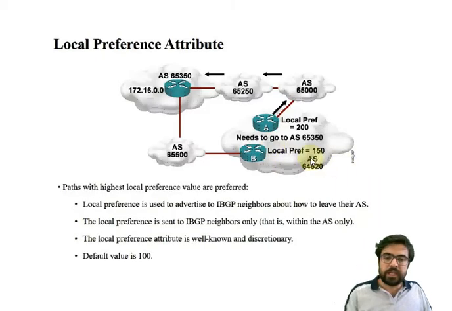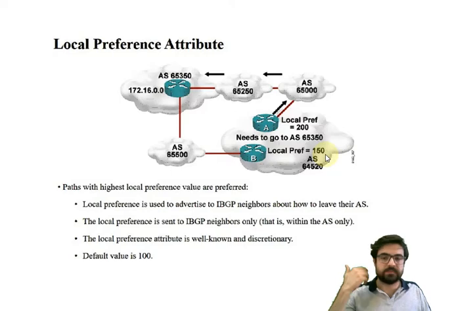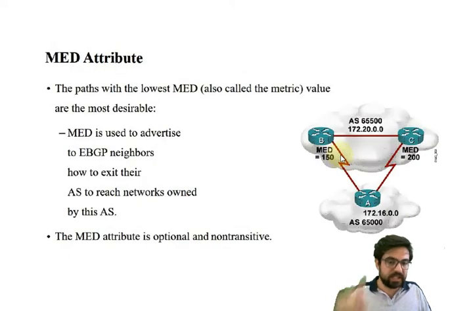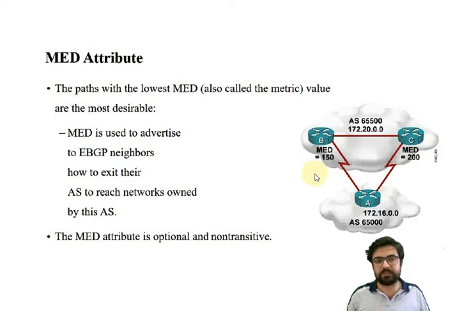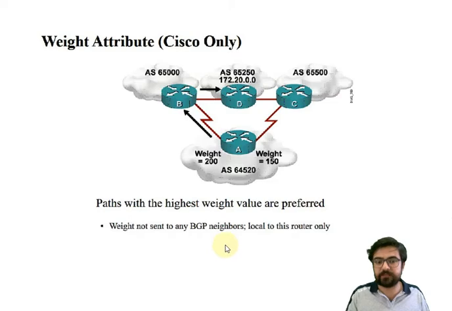Look here, the higher, the more priority. Here, the lower, the more priority. And if you forget that, you can somehow say that it's like a metric. The lower, the better. So it is optional. It is non-transitive. And wait, it is only for Cisco. It is for this scenario.